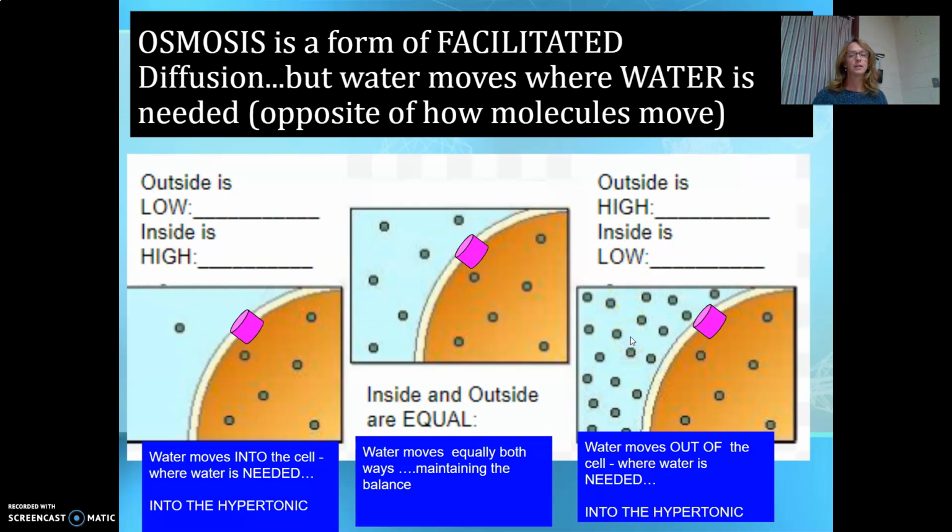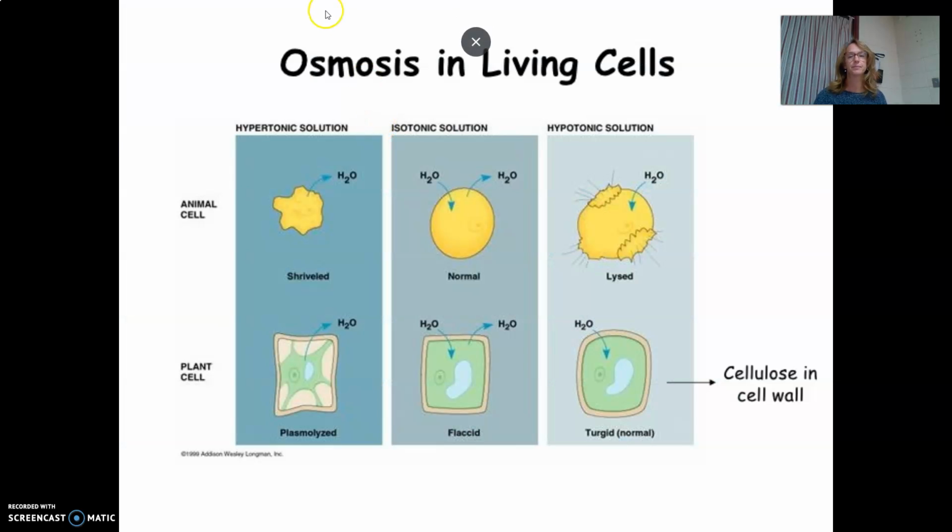Okay, so we'll go through this in class, but particles go where particles are needed, water goes where water is needed, and it's always opposite. The particles are needed outside of the cell, but water is needed inside the cell. Both of them are types of diffusion. Osmosis has to be facilitated because water is charged.